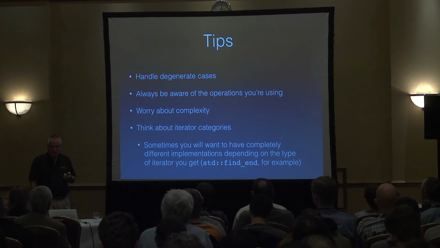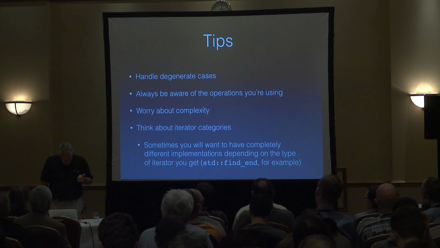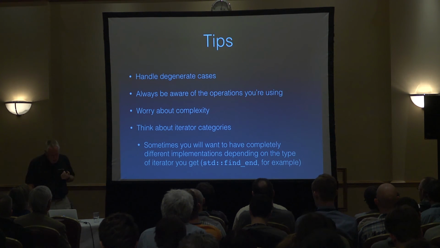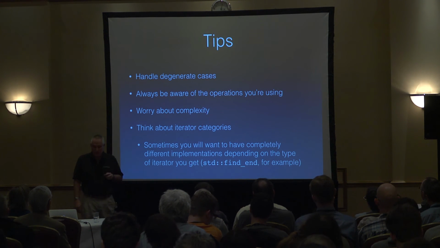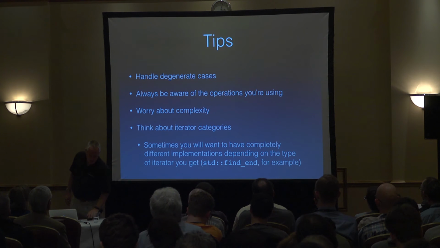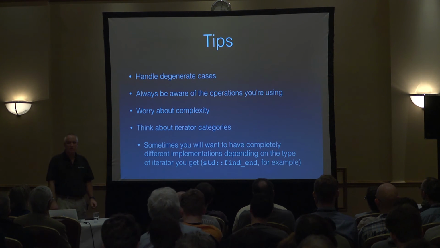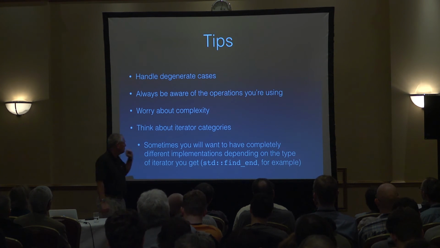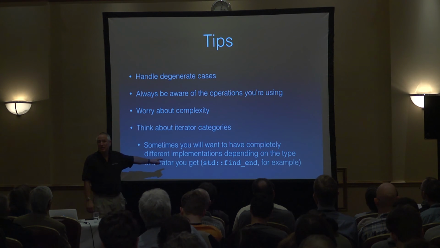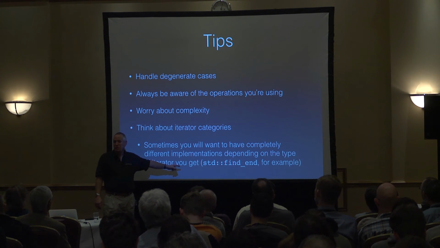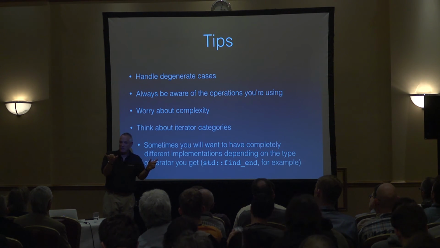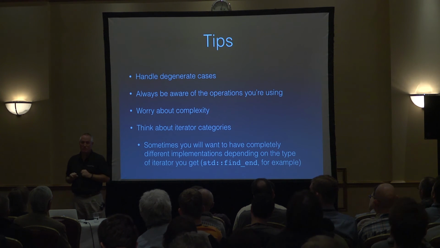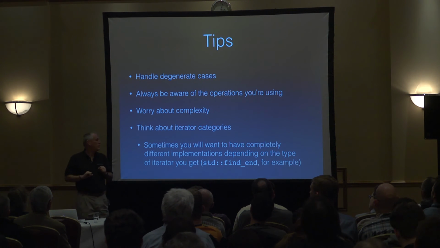You want to think about iterator categories. And I'm going to talk about iterator categories. I apparently have enough time. But think about kinds of iterators, and you can have different implementations based on what kinds of iterators you have. std::find_end, for example. Basically, you give it a small sequence to find in a big sequence, and say, find me the last one of these.